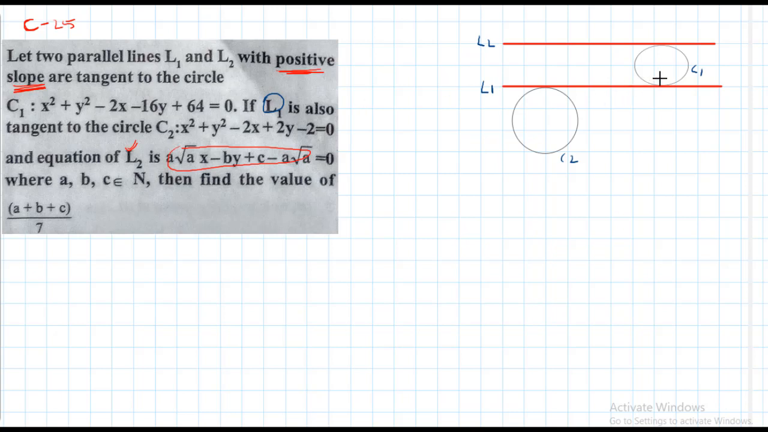Okay. So the C1 circle is given, the C2 circle is given. L1 and L2 are tangent to C1, and L1 is also tangent to another circle C2. We want to find the equation of the tangent L2. First of all, you want to find the equation of L1. Nothing is given here, so you need to find the slope of L1 and a point on L1, then you can find its equation. So how to find a point on L1? See, observe here.